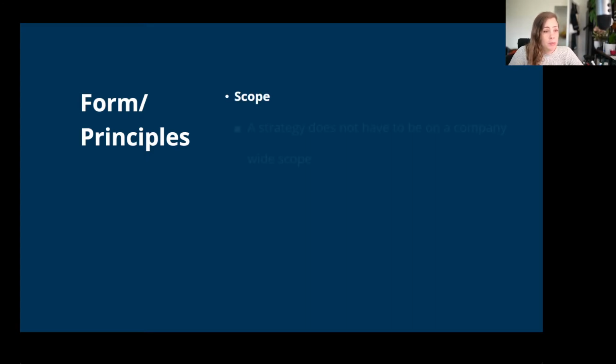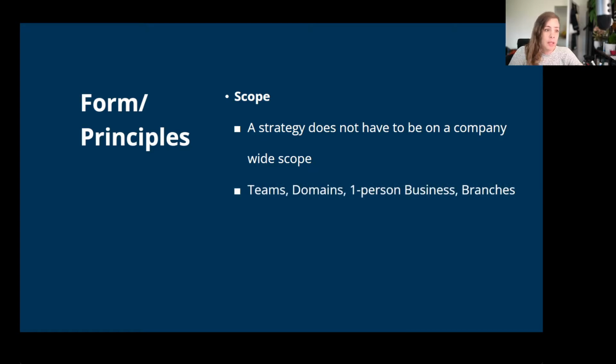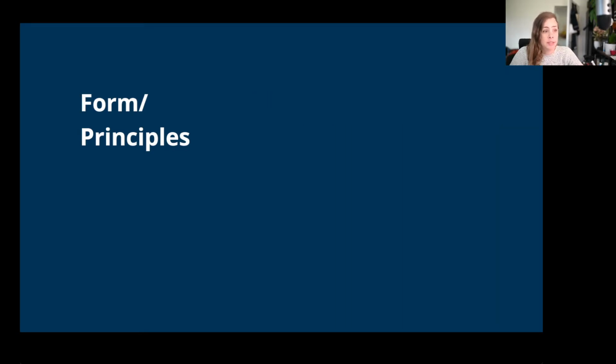So what about the scope of a good strategy? A strategy does not have to be on a company-wide scope. So if you're thinking about a strategy that you are going to facilitate, it does not need to be huge, right? But it can be. It can be quite big. But the goal is to create something that is in a scope that is applicable to wherever stage your business is. It can be about teams. It can be about your domains. It can be about a one-person business, of course. It can be about branches in a specific company. And you can also have a strategy that is just overarching, and then you have sub-strategies connecting to that. But the principle for all of them is by and large the same.